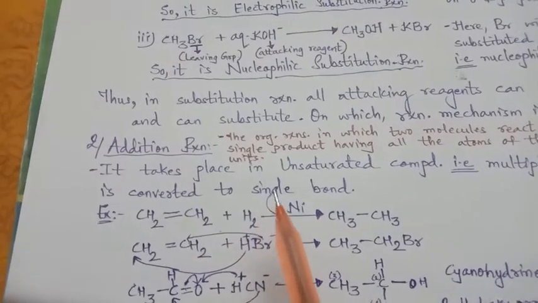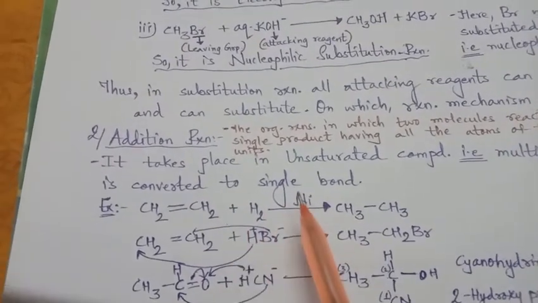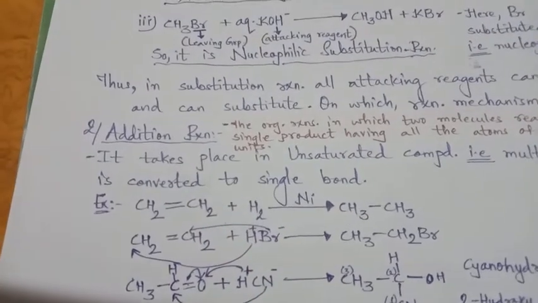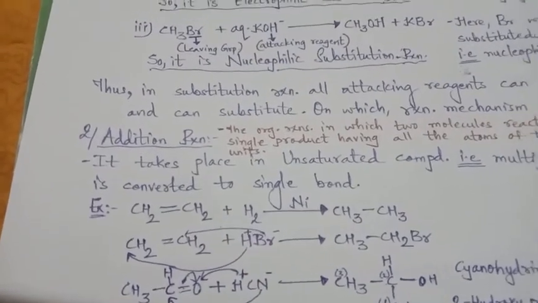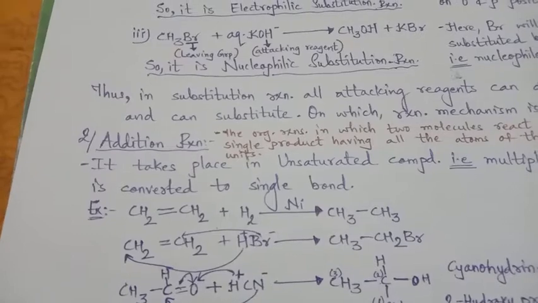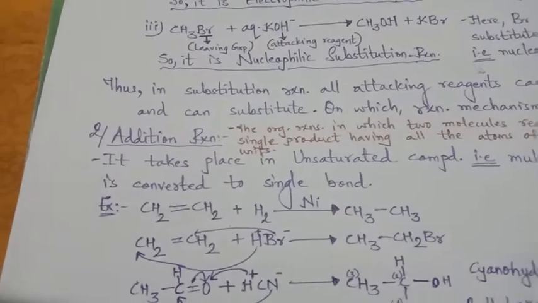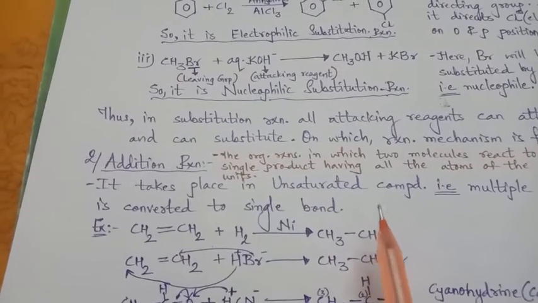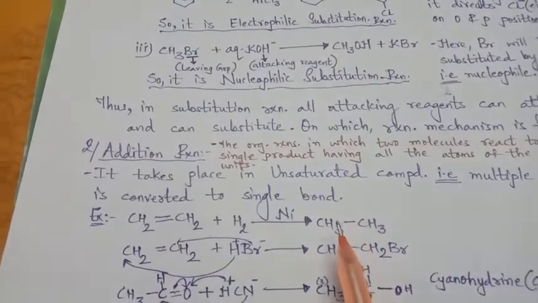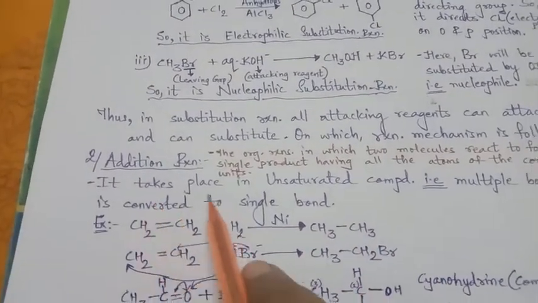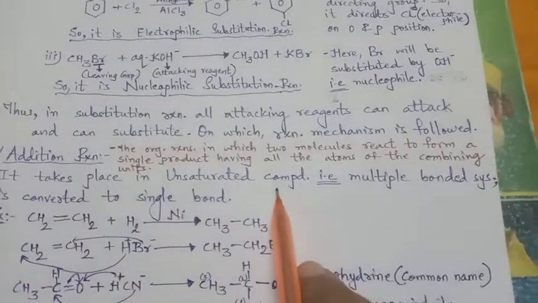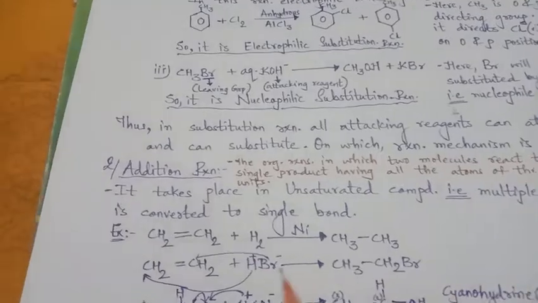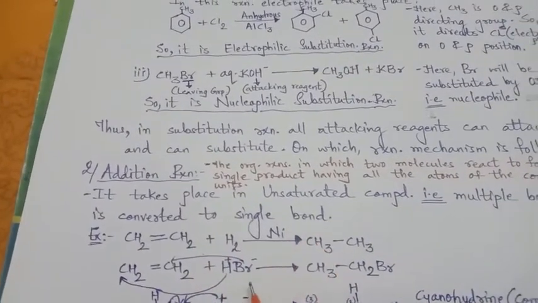No, because in a saturated compound, all the valency of the carbon is completely satisfied. So there is no possibility to add anything in saturated compounds, but unsaturated compounds having double and triple bonds have the possibility to add something in them. And so addition reaction takes place in unsaturated carbon, that is, a multiple bonded system is converted to a single bond.